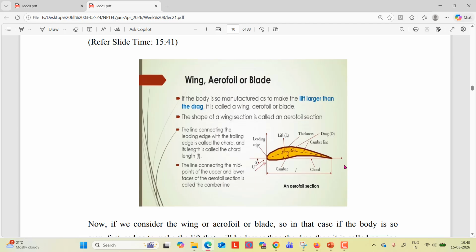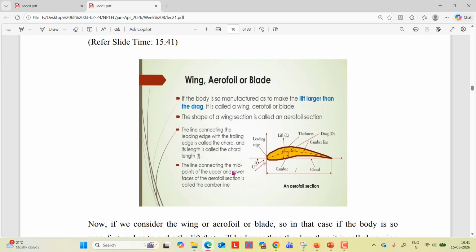If you remember, it looks like an aeroplane also, right? In case of an aeroplane, when it flies, the lift force is higher compared to the drag force, which is perpendicular to the flow motion. The shape of a wing section is called the aerofoil section. The line connecting the leading edge with the trailing edge is called the chord. So this is your chord, and its length is called the chord length.